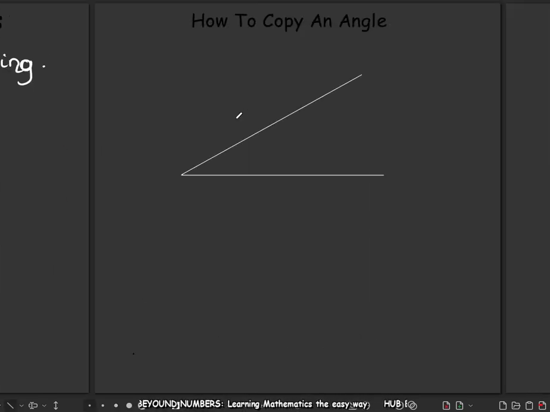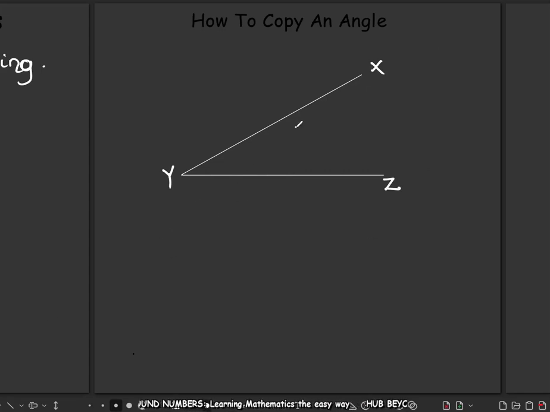Under angle construction, the first thing we'll be looking at is how to copy an angle. Copying an angle means the angle has already been constructed, and you want to copy it so that yours will be of the same measure as that which has already been constructed. So to copy an angle, let's say this angle is XYZ, angle XYZ.